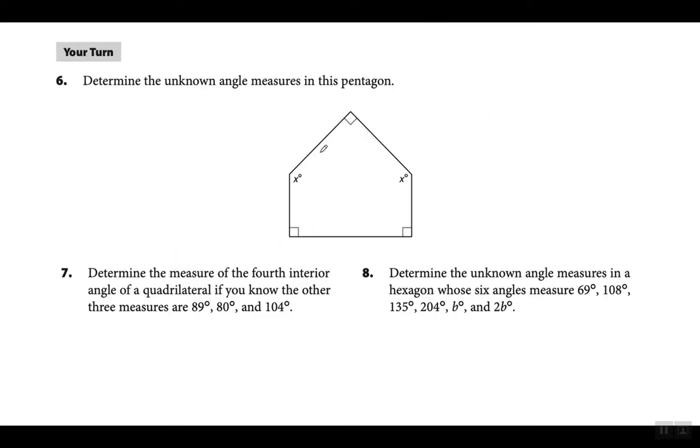Okay, these are sample problems of what you're going to have on your homework. So first of all, determine the unknown angle measures in this pentagon. Notice there's two x's, one there and one here. If they both have the same variable, that means they both measure the same amount, okay? Tenemos dos x aquí en este pentagon, así que eso quiere decir que este ángulo mide igual que este ángulo.